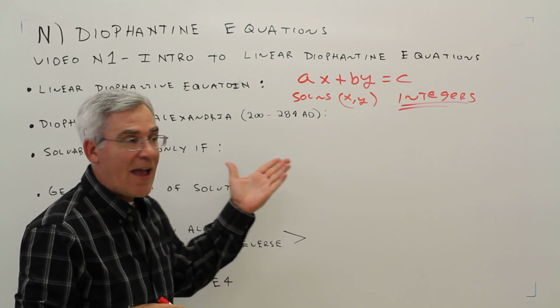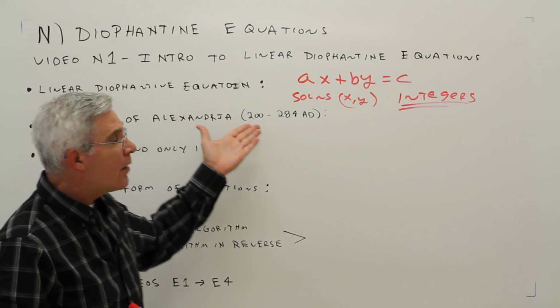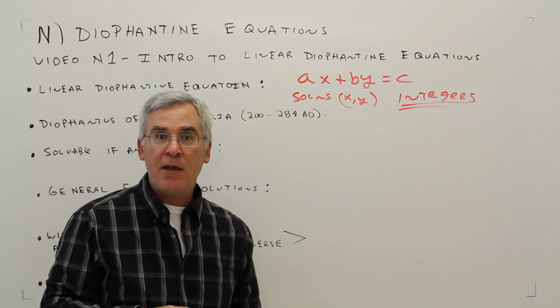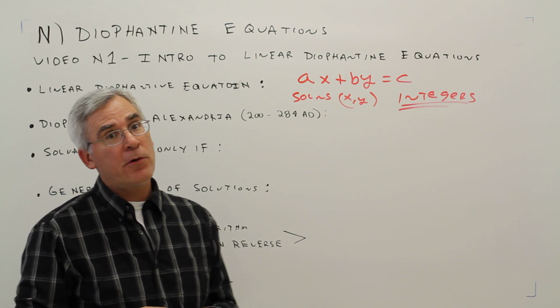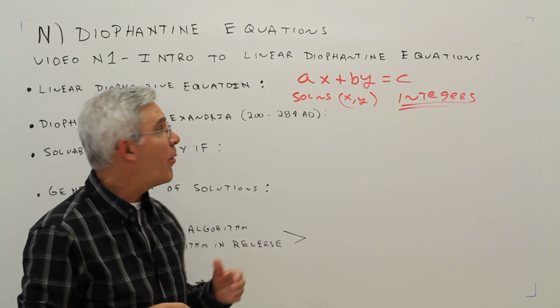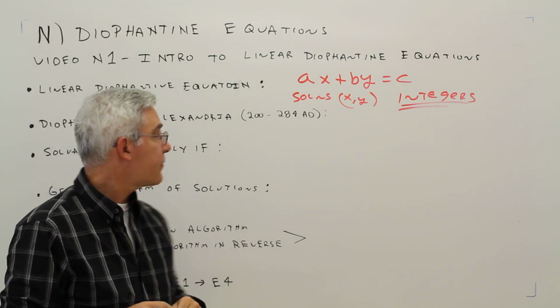Diophantus of Alexandria lived from 200 to 284 AD. Sometimes he's referred to as the father of algebra, and he studied these types of equations, hence the name.